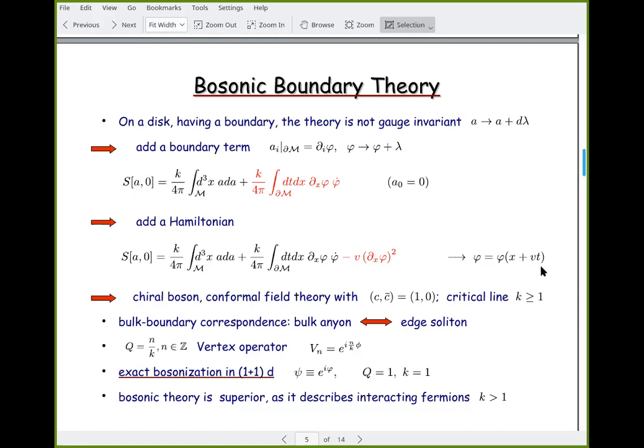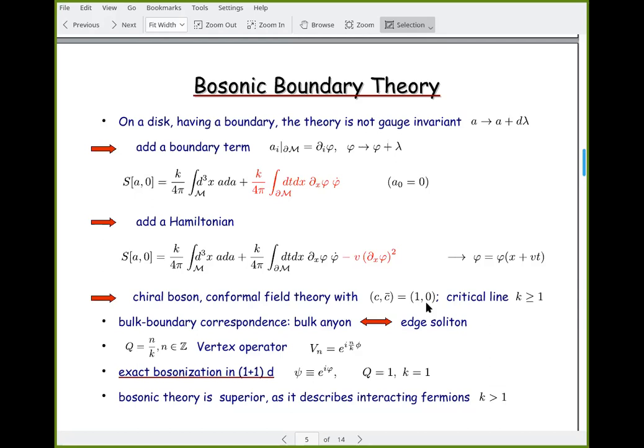And what is it? Well, this is the so-called chiral boson, because it's only half of a boson, because there are no waves propagating in the other direction, I mean, x minus vt, okay? And from the point of view of conformal field theory, this is a conformal field theory with central charge equal to one and zero, because the other part, the antichiral part, is absent, okay? So this is a theory you can solve very easily.